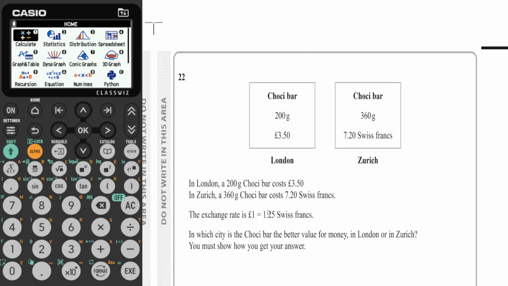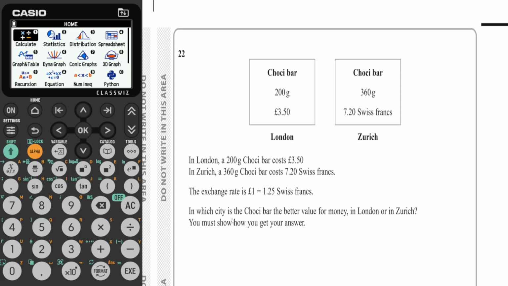Question number 22. In London, a chocolate bar, we've got 200 grams, £3.50. In Zurich, 360 grams, that's 7.20 Swiss francs. The exchange rate is £1 equals 1.25 Swiss francs. In which city is each option better value for money? In London or in Zurich? You must show how you get your answer.